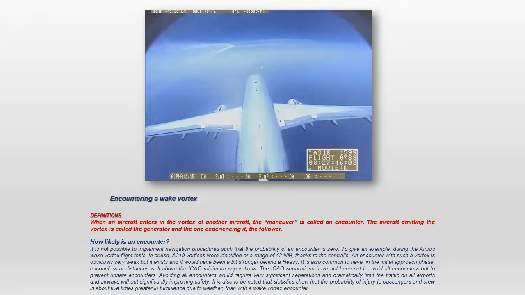Avoiding all encounters would require very significant separations and dramatically limit the traffic on all airports and airways without significantly improving safety. It is also to be noted that statistics show that the probability of injury to passengers and crew is about 5 times greater in turbulence due to weather than with a wake vortex encounter.